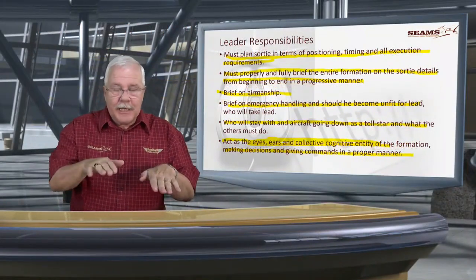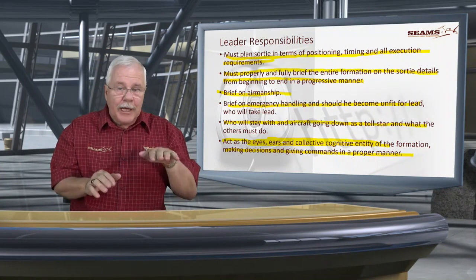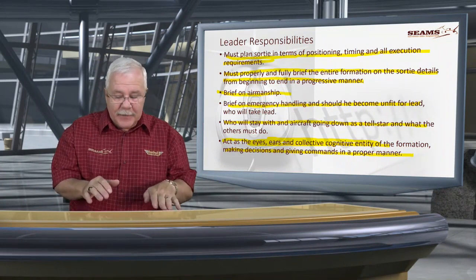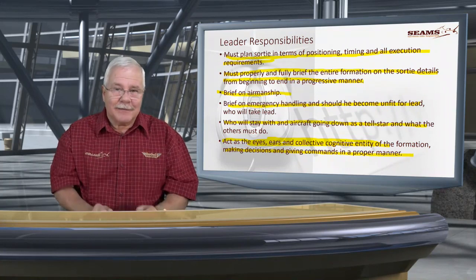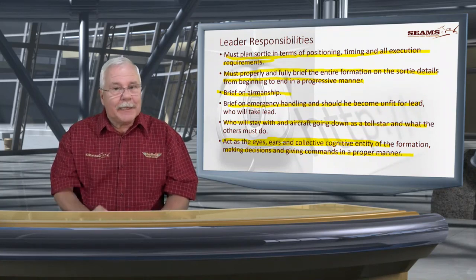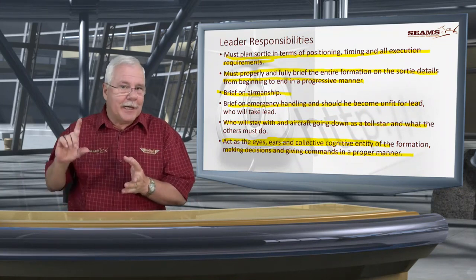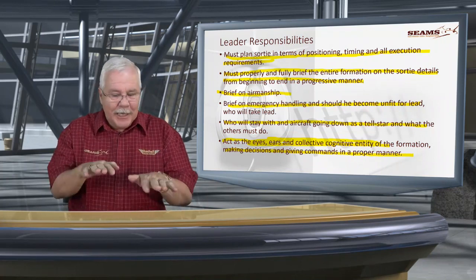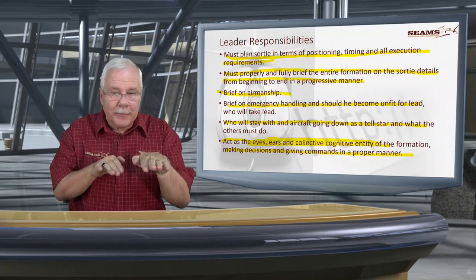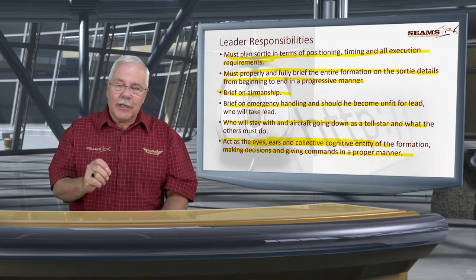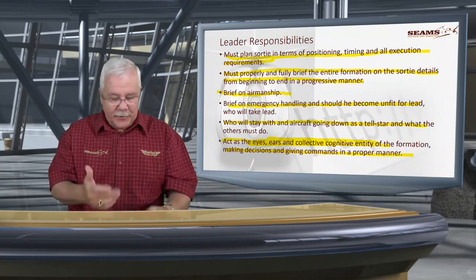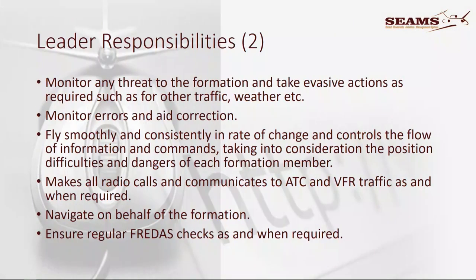We are a formation of 3 aircraft. Number 2 on the right-hand side of the lead and number 3 on the left-hand side of lead. They are blind, except they can see lead. They do not look out for other aircraft. They don't necessarily listen out for other aircraft. They don't use their peripheral vision except to try and stay in the picture that they've got to stay in. So lead has got a serious responsibility to ensure the safety of the rest of the formation. Monitor any threat to the formation, monitor errors and aid correction.